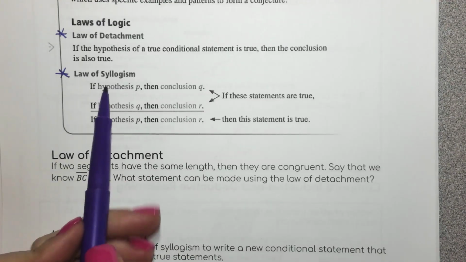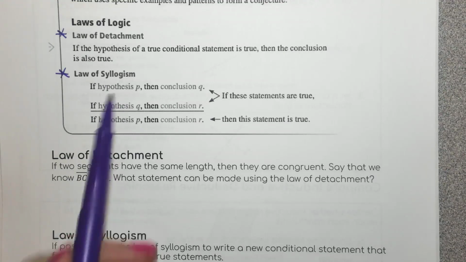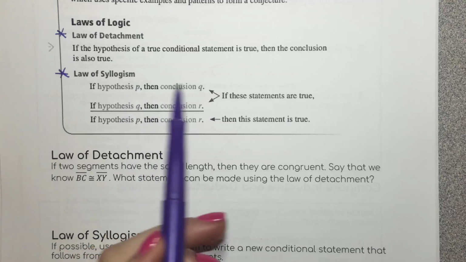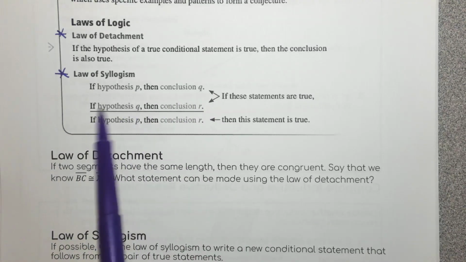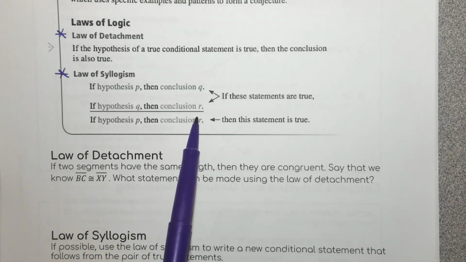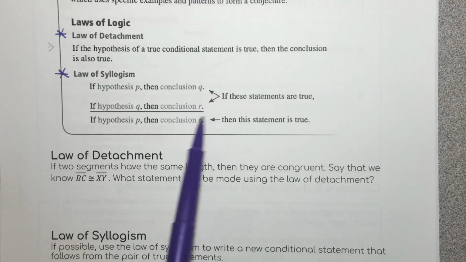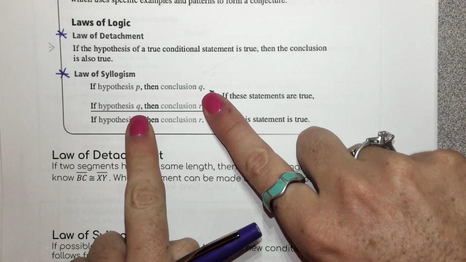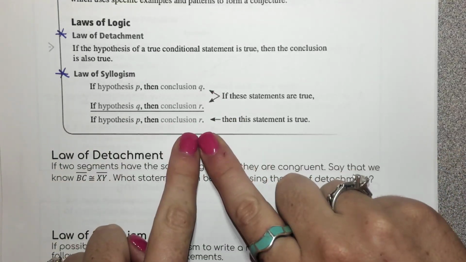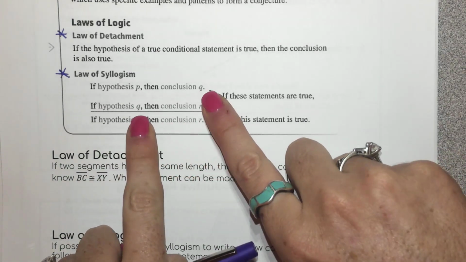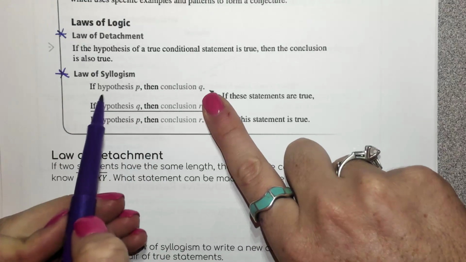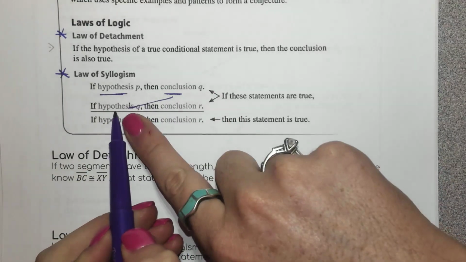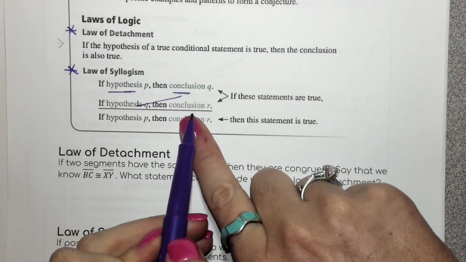The law of syllogism says if hypothesis P, then conclusion Q. So this is what we're starting with, if P, then Q. If we have if Q, then R, so now we've got a new conclusion, but we're using the same Q, then we can assume P and conclude R. Because this law of syllogism says, if this thing got us here, and that same thing got me here, I'm still going to get to this one.